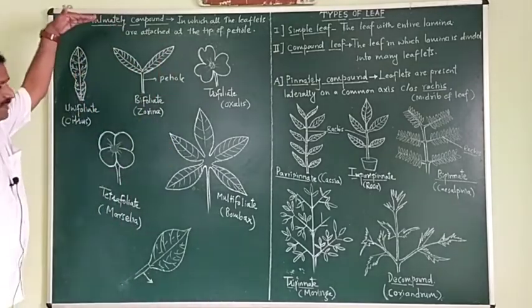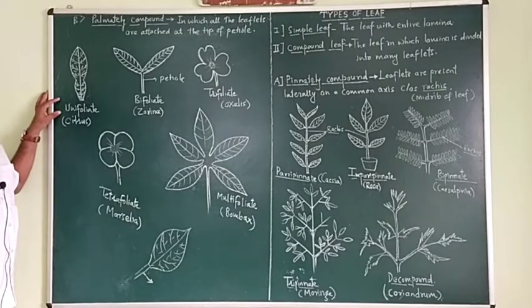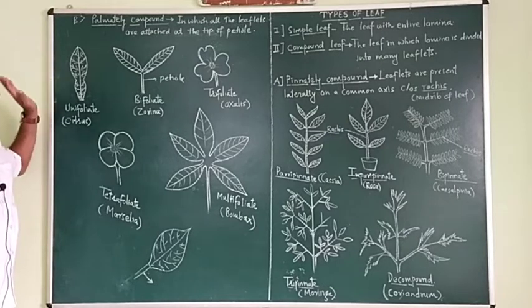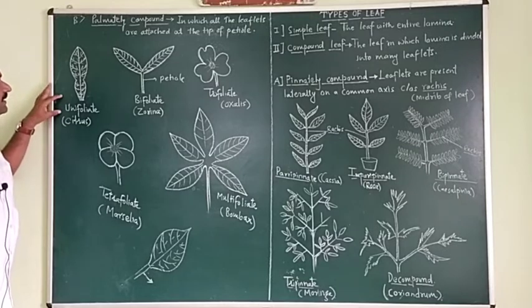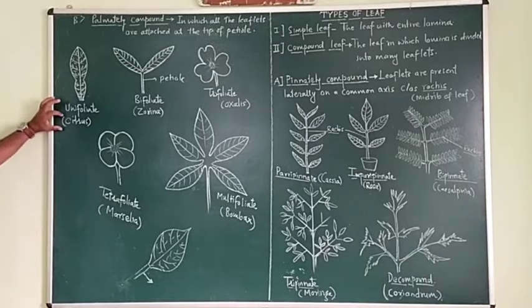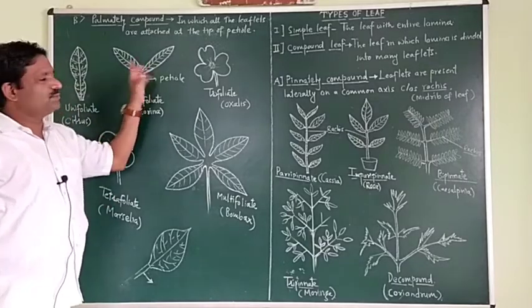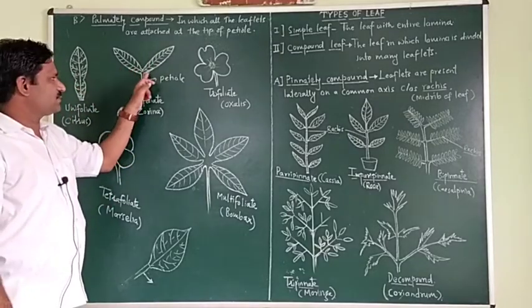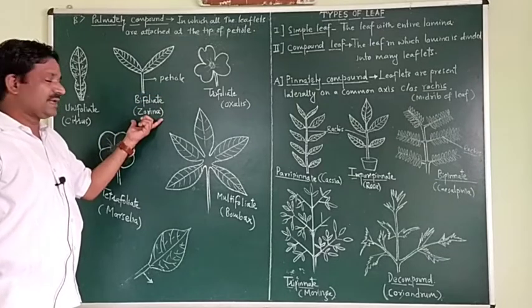Now palmately compound also has different types. Unifoliate means a single leaf, and this unifoliate compound leaf is found in citrus, like citrus orange and citrus lemon. Bifoliate means there are two leaves fused at the tip of the petiole. Example is Zorina.